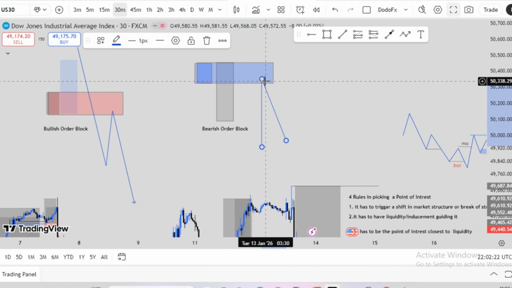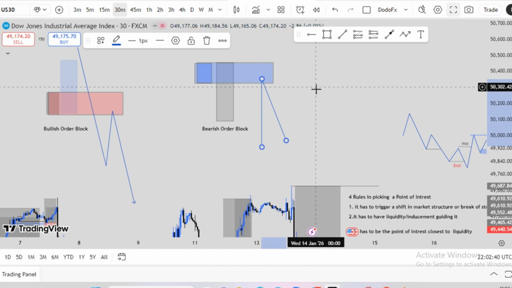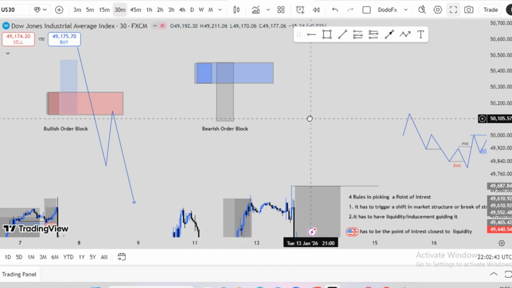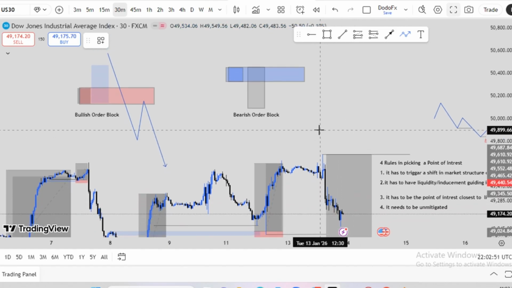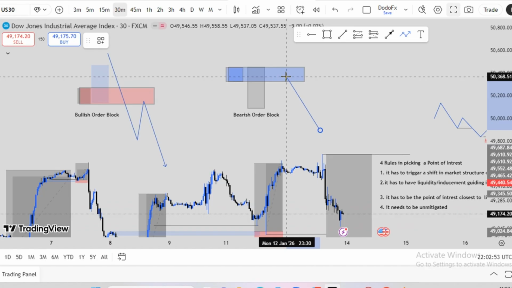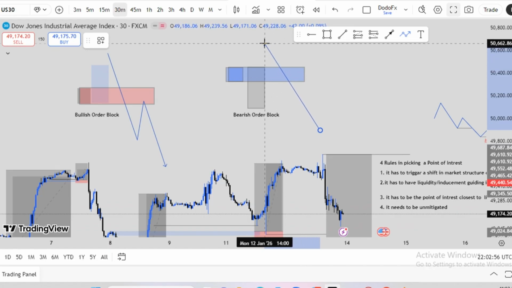And unmitigated is when price comes back to tap a point of interest after a break of structure or a market structure shift. So mitigated zones are when price came like this, and instead of respecting this place, broke it and then came back to retest it for moving up.